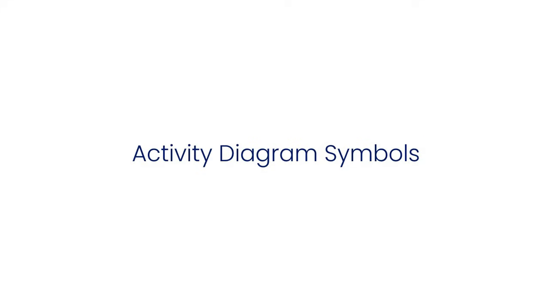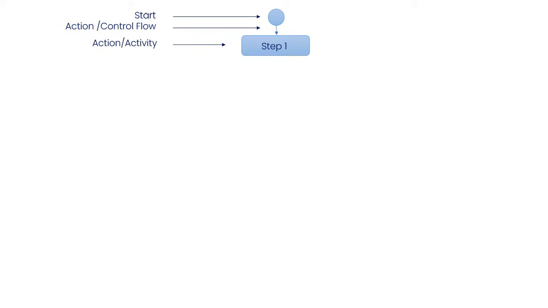Activity diagram symbols. Start, used to represent the starting point or the initial state of an activity. Action or control flow, used to represent the flow of control from one action to the other. Action or activity, used to represent the activities of the process. Decision node, used to represent a conditional branch point with one input and multiple outputs.